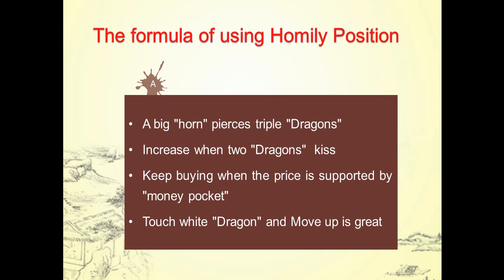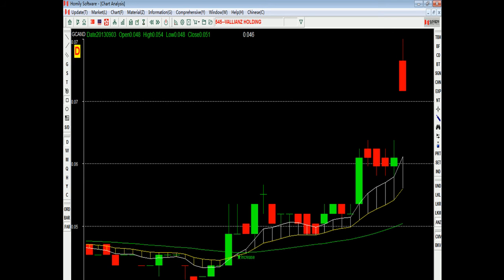The first one is a big bullish candlestick breaking the dragons. Just now we talked about the oversold, how to judge the bottom area. And now we talk about the buy and sell points. Okay. So first let's see the two, because we can see homely position has 3 lines. The green line judges the trend direction. Then the yellow line and the white line.